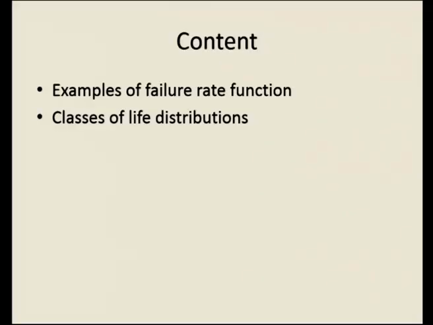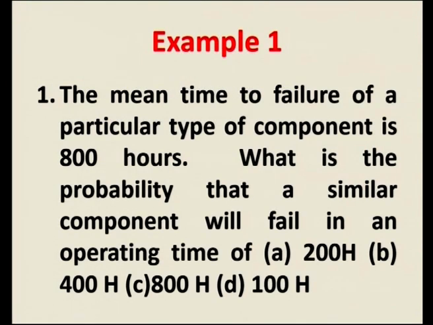Welcome to the UGC lecture series on reliability theory. In the last lecture, we focused upon the failure rate function and its variants. Presently, we will look into a few examples on the failure rate function and also look into the various classes of life distributions. The mean time to failure of a particular type of component is 800 hours. What is the probability that a similar component will fail in an operating time of 200 hours, 400 hours, 800 hours and 100 hours?